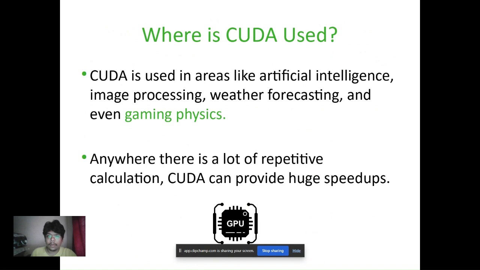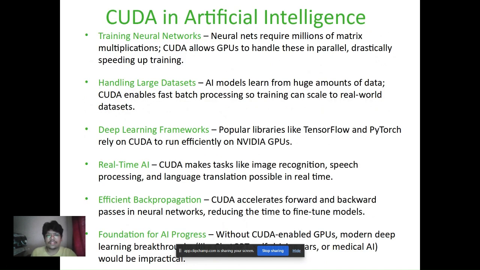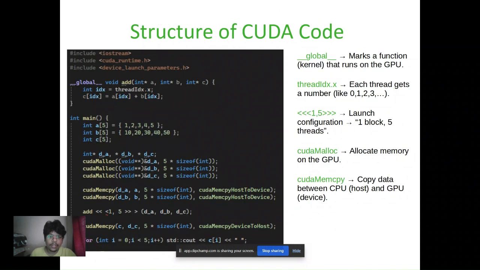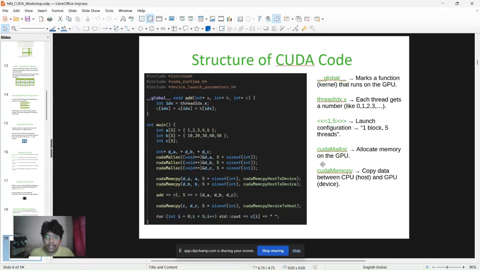Now, CUDA has multiple benefits, and it's being used in a lot of different places, such as training neural networks, handling large data sets, deep learning frameworks, real-time AI, efficient backpropagation, and foundation for AI progress. Now, this is the structure of a CUDA code. Now, let's go and look at how CUDA is actually used in neural networks.